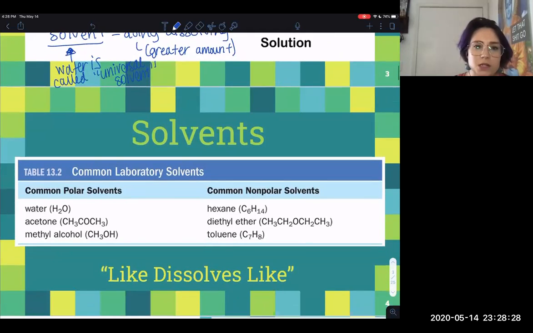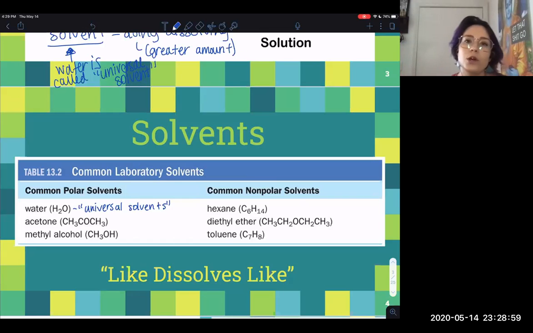Some common solvents that you might use in your chemistry careers: polar solvents, and again, water is called the universal solvent. And non-polar solvents. You will use a lot of diethyl ether in organic chemistry. You also use a lot of acetone in organic chemistry because it's a little more polar or non-polar than water. So you get a spectrum of this polarity: really polar, a little polar, really non-polar.